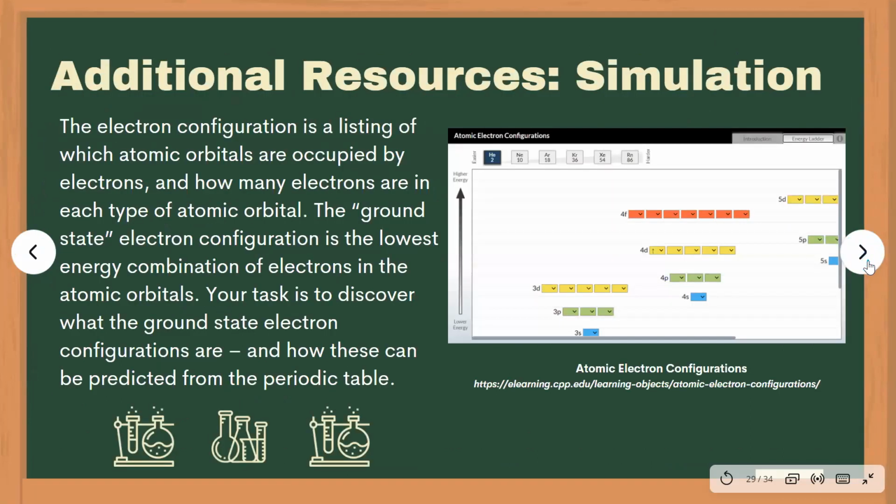So this is an additional resource where you can see the atomic orbitals being occupied by electrons. You can use this by clicking the link below. The electron configuration is a listing of which atomic orbitals are occupied by electrons and how many electrons are in each type of atomic orbital. The ground state electron configuration is the lowest energy combination of electrons in the atomic orbitals, and your task is to discover what ground state electron configurations are and how this can be predicted from the periodic table.